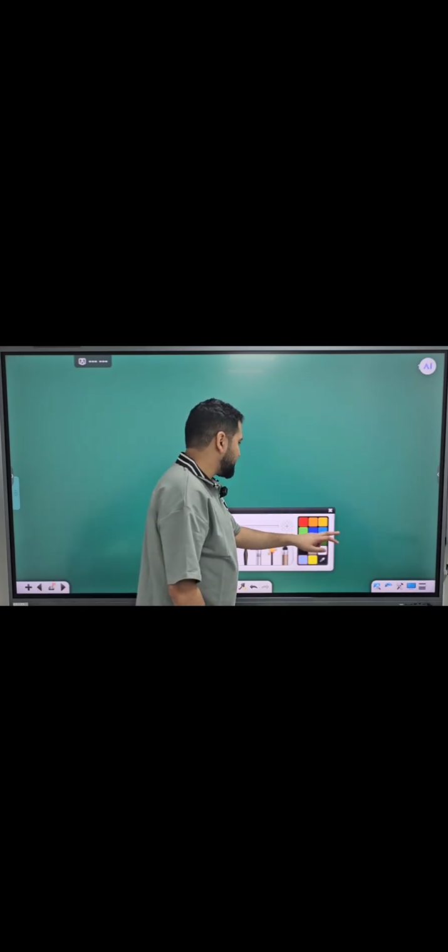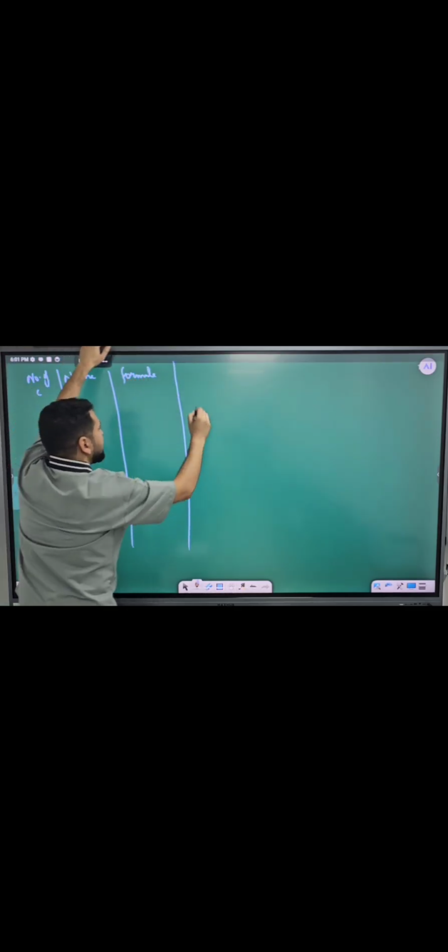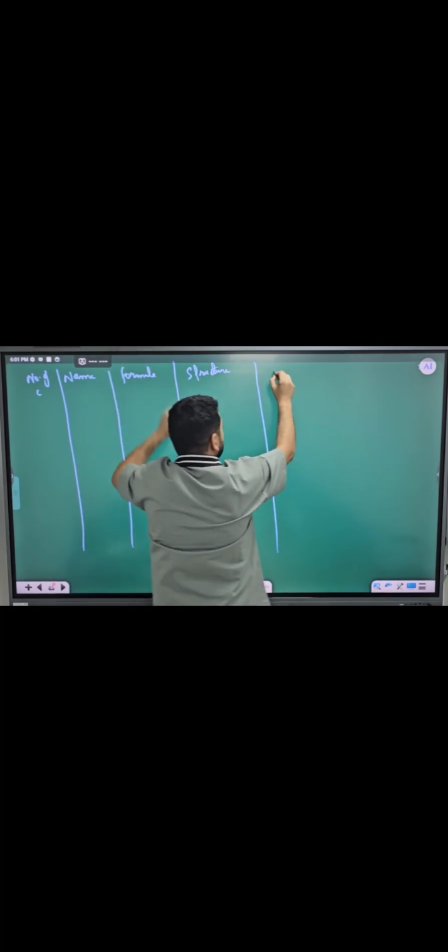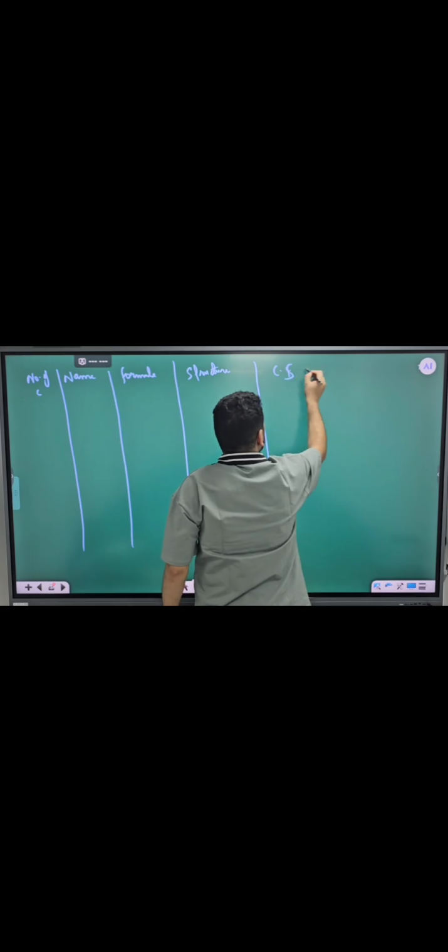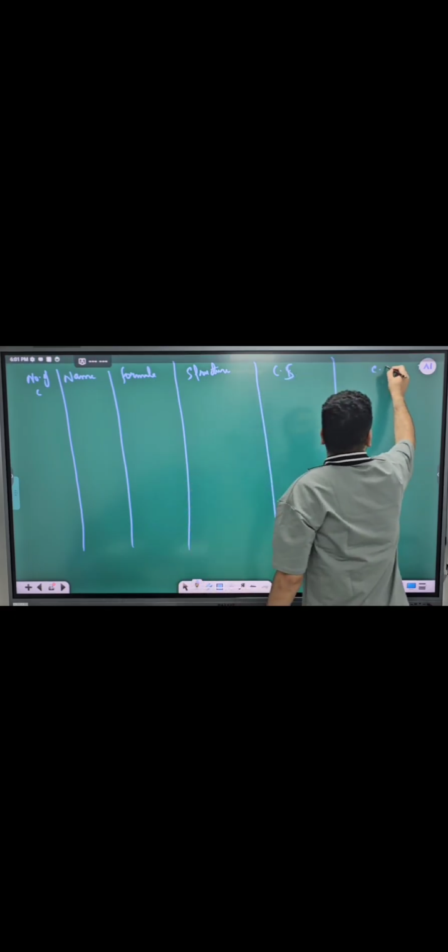Now let's try to make a table again. Let's try to make the table. Okay. So in the table I am starting with number of carbon. Then there will be name. Then there will be formula. Then there will be structure. Then there will be condensed formula or condensed structure. Then there will be electron dot structure. I hope this thing is clear, right? I hope this thing is clear, guys.